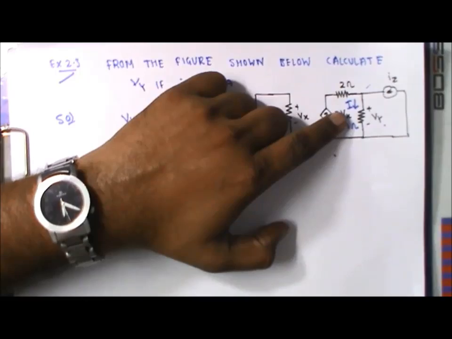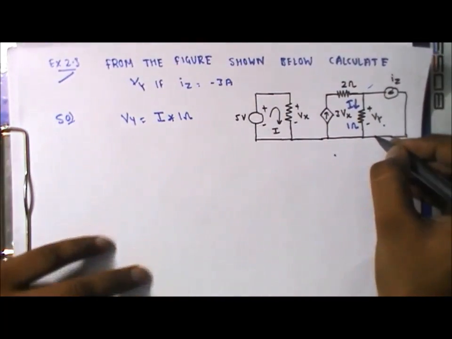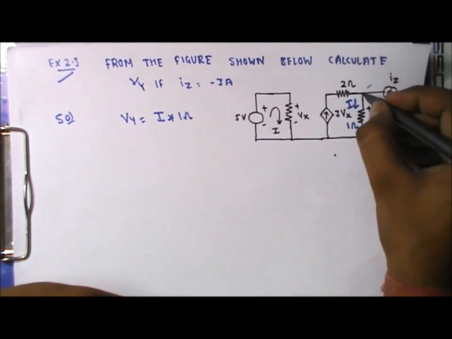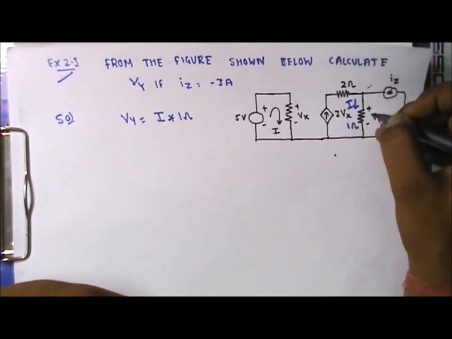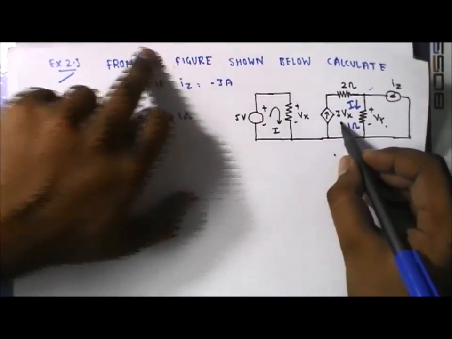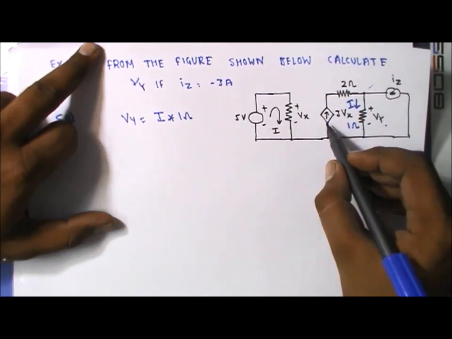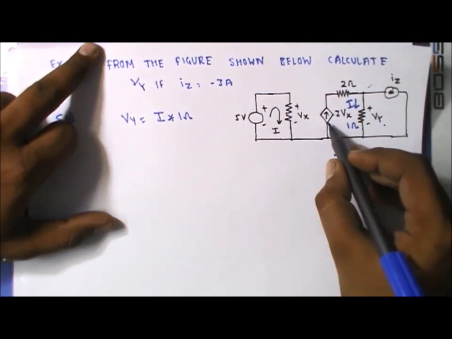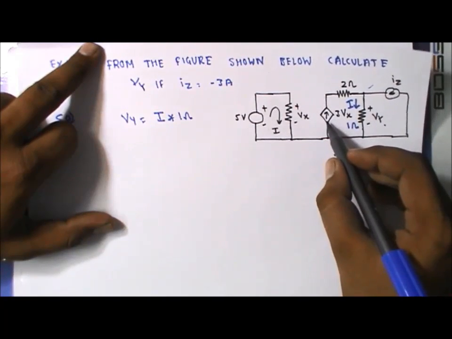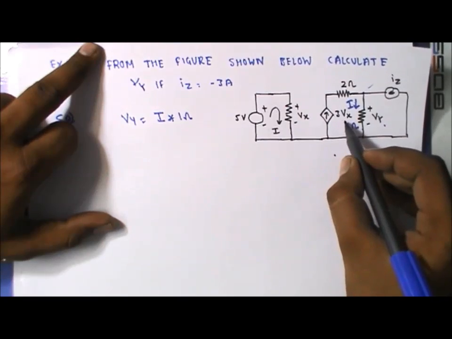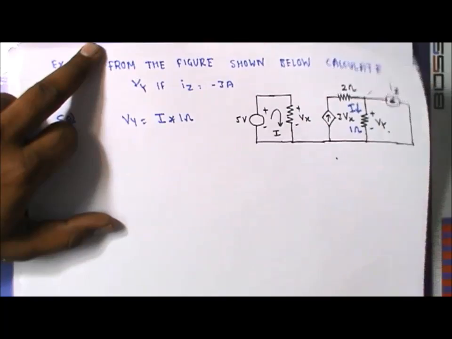If we are able to calculate the value of I, then we can easily calculate this voltage drop. Before applying KCL, we have observed that this is basically 3Vx. This arrow indicates that it is a current source which is dependent upon the voltage. So it is a voltage dependent current source, depending upon the value of Vx.